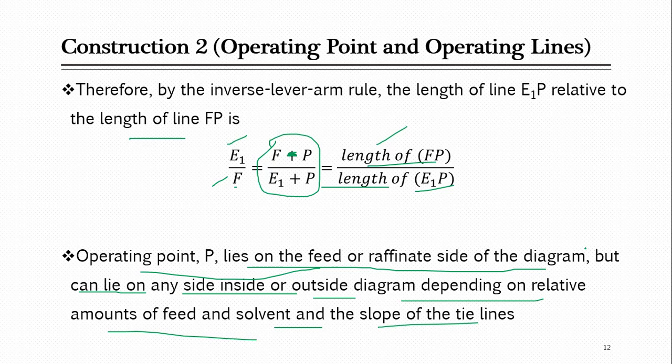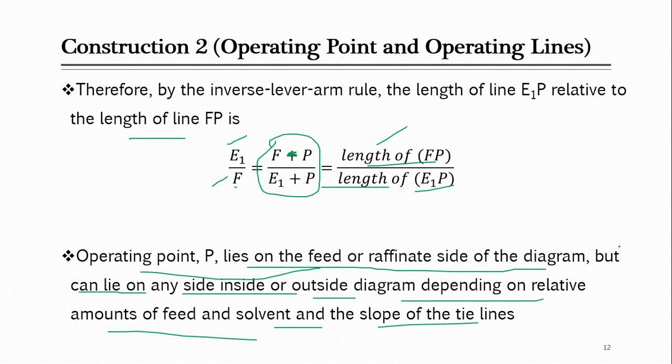As we have seen at the end, P lies outside the diagram. Sometimes it can lie inside, sometimes it can be located on the extract side, sometimes on the raffinate side. So it is not hard and fast to have it always on the raffinate side and outside the diagram. It all depends on conditions of feed, solvent, their composition, and tie lines. And tie lines, you know, come from equilibrium data, which is dependent on temperature. So that's all about construction 2.